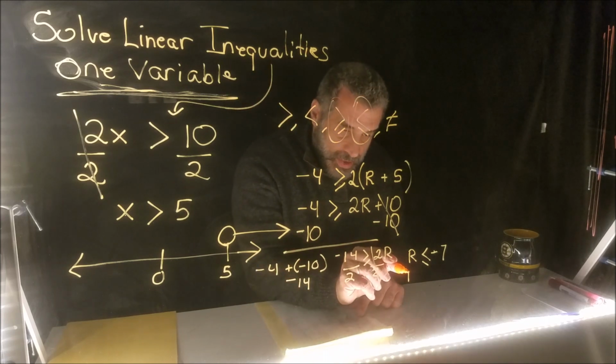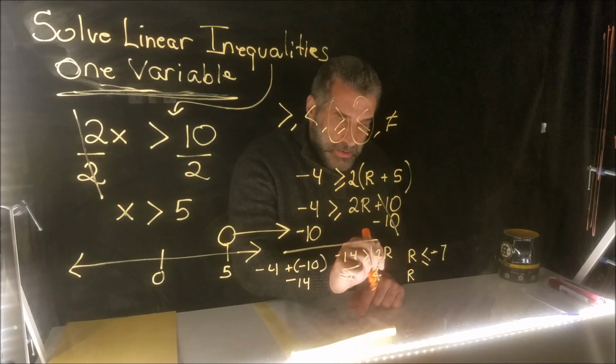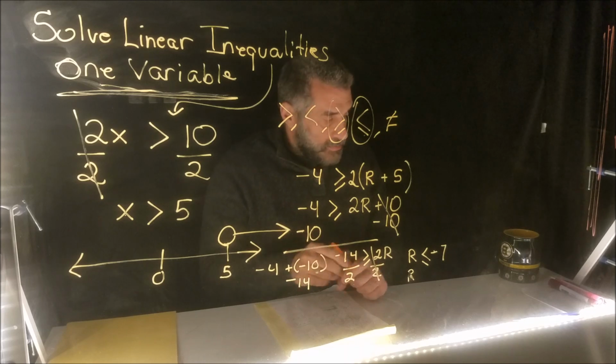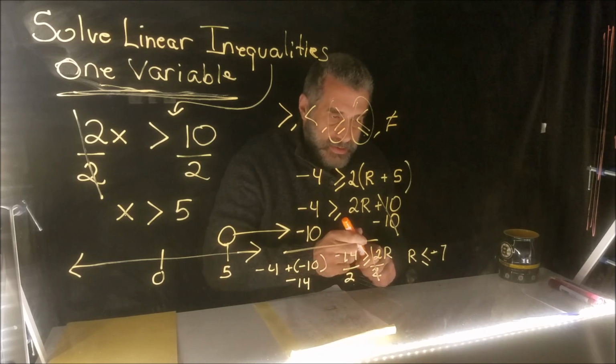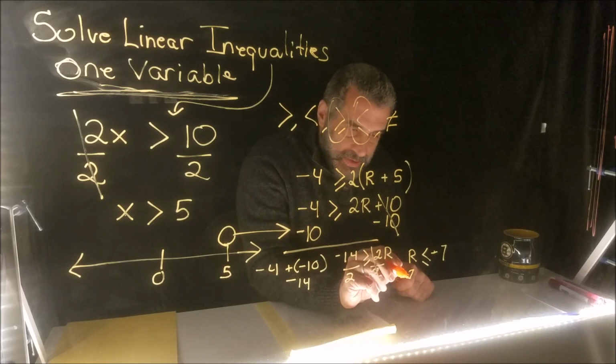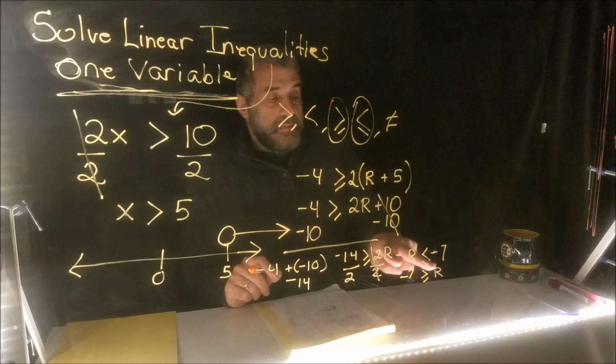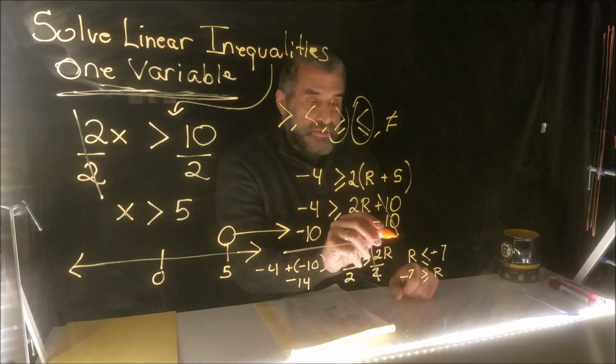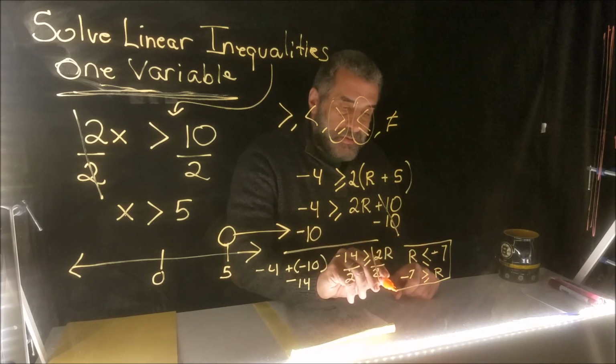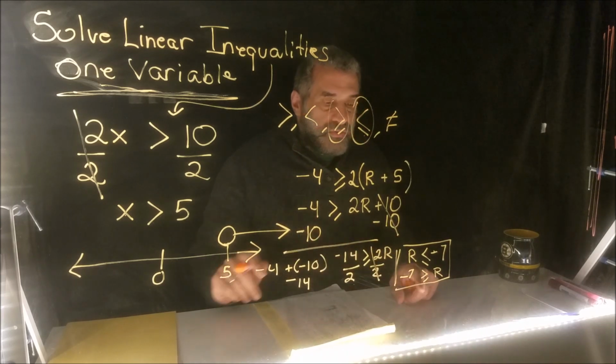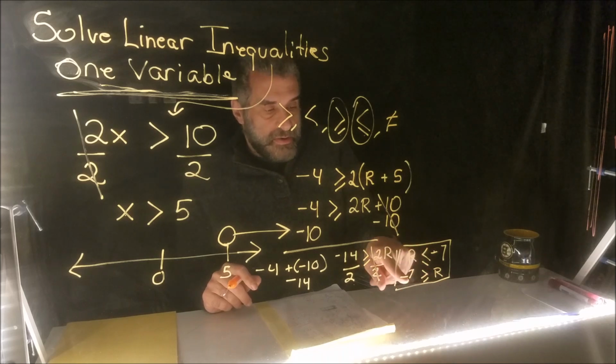Also, you can write it like this. Or we can say negative 7 is greater or equal to r. So you can flip around the numbers, not the signs, but you can flip the numbers. It's the same thing. Be careful when you do flip those numbers that you make sure that they are in the same spot.